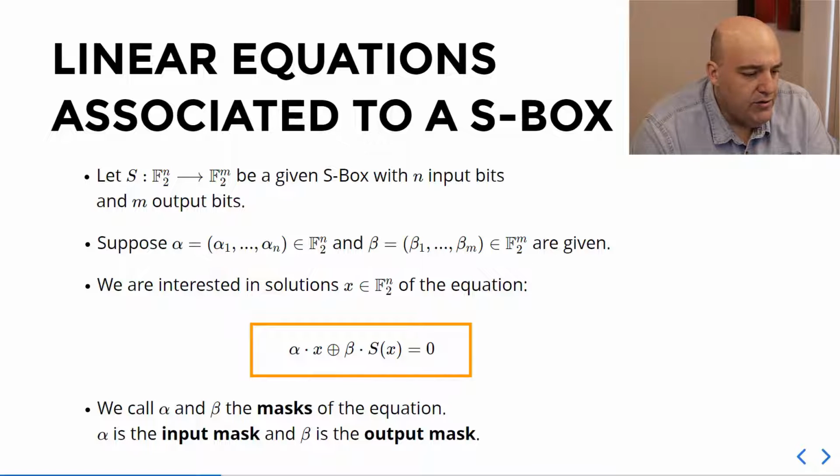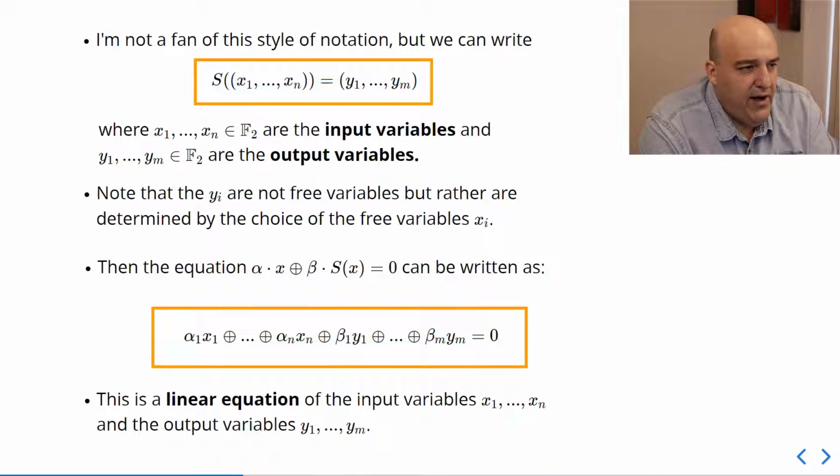Let's take a little bit closer look at this equation. I'm not really a fan of this style of notation, but why don't we call x1 up to xn our input variables? Those are all in F2. And then we take those n input bits, put them into S, and get m output bits, and we call those y1 up to ym. The reason I don't like this notation very much is that the yi aren't really free variables, but they're determined by the choice of the xi. Once you fix x1 up to xn, then you get the value of yi for each i. So the yi are dependent on the xi. Just make a note of that.